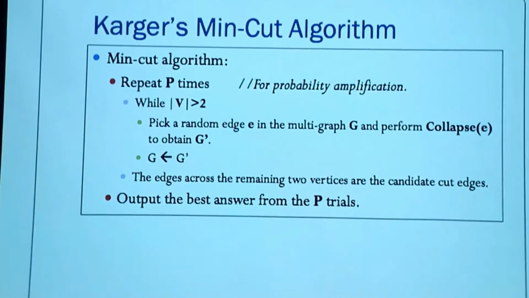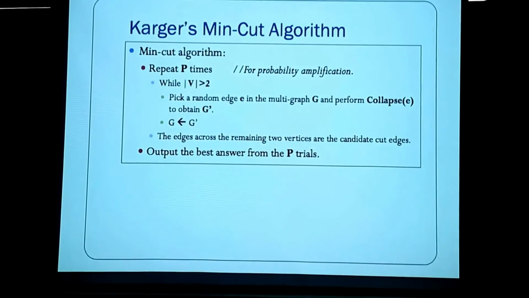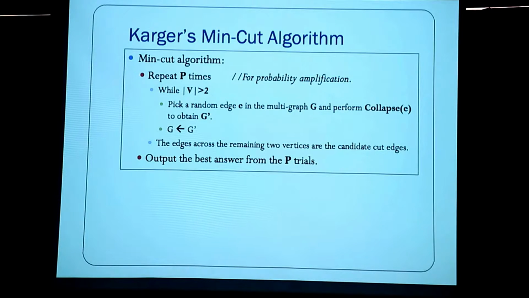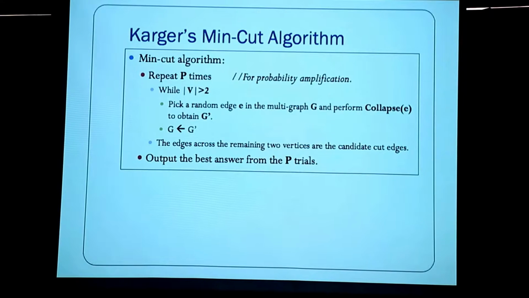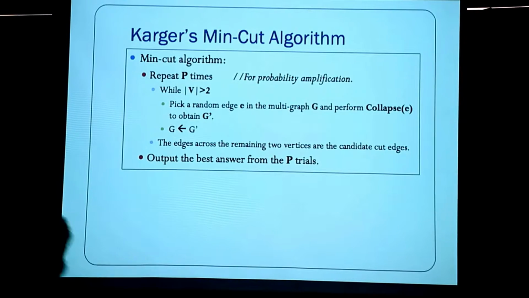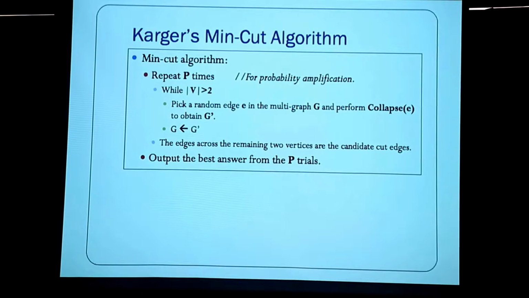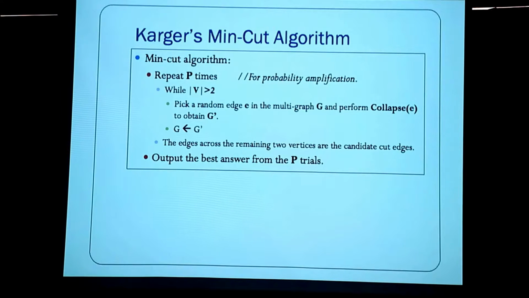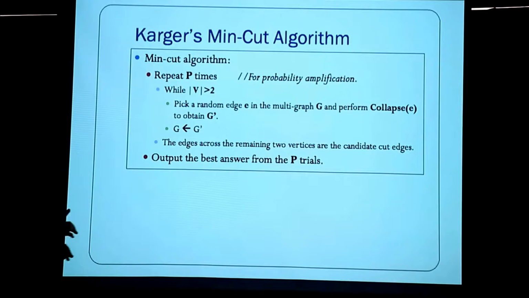Now, there are 2 vertices and all the edges. These 2 vertices contain all the collapsed vertices of the original graph, so they form a cut. The edges between these 2 vertices form the edges of the cut, right? So every time you come out of this while loop, you will have a tentative cut, a prospective cut. You repeat this whole thing p times. Every time you run the while loop, you get a cut, so you will get p different cuts if you run it p times. What you do is you pick the best one out of them.